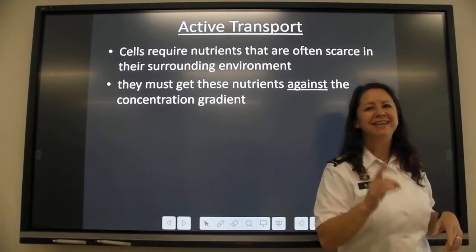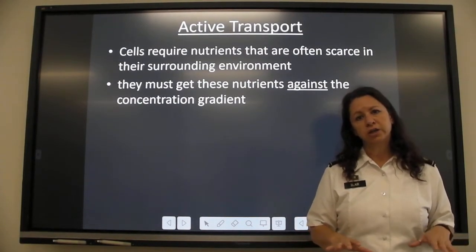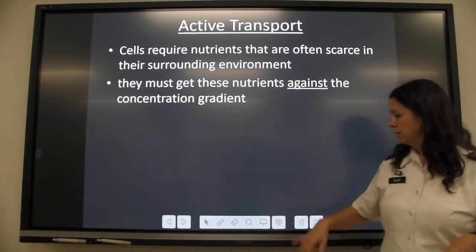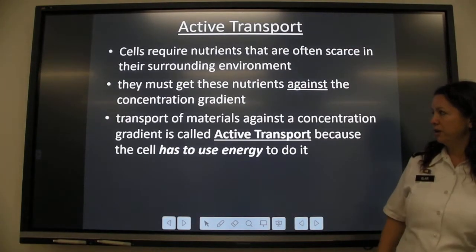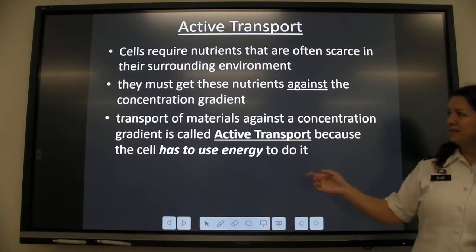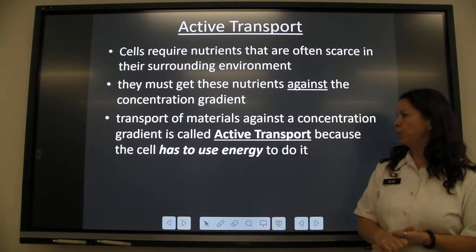So they must get these nutrients against the concentration gradient. It's kind of like things are moving backwards, because it's against the concentration gradient. And when you move those materials against the concentration gradient, it's called active transport.